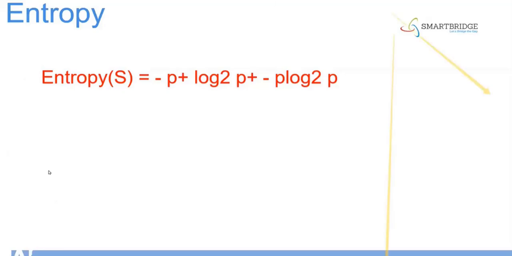So first let's look into entropy. Guys, someone is drawing some arrow marks on the screen. Please don't do that.